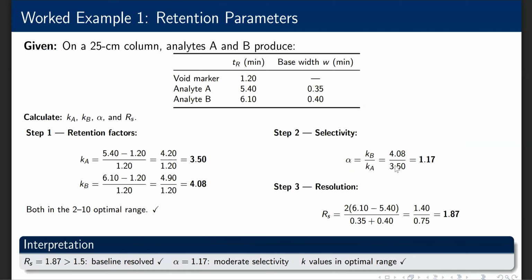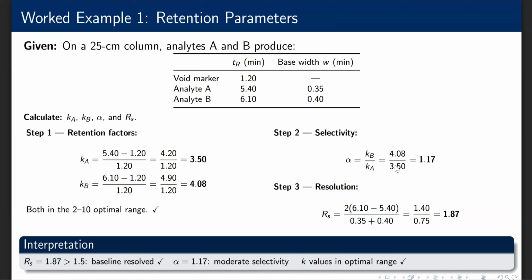Okay, so now we're going to go into our worked example number 1. And I'll encourage you to pause the video here and try this calculation yourself before we walk through it, okay? So here you have a void time of 1.2 minutes. Analyte A at 5.4 minutes with base width 0.35, and analyte B at 6.1 minutes with base width 0.40. We're asked to calculate Ka, Kb, alpha, and Rs.